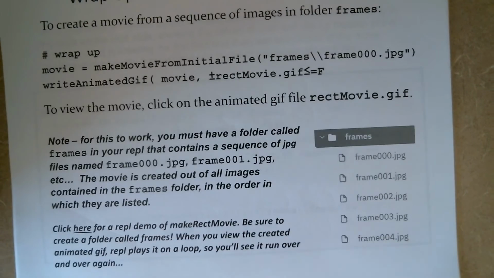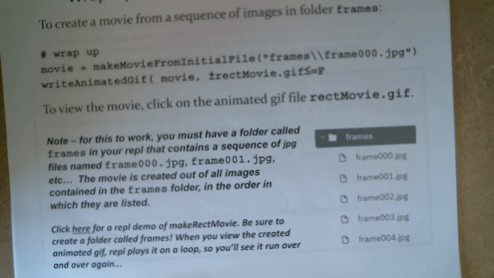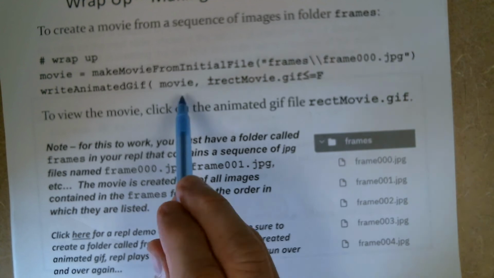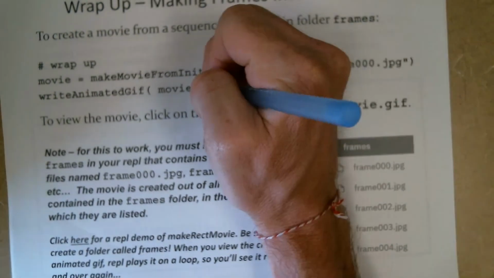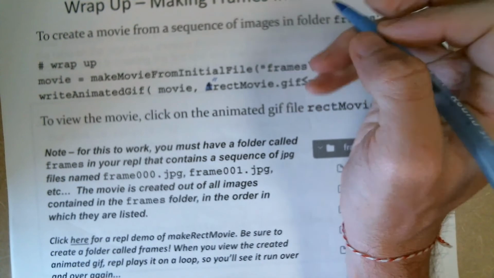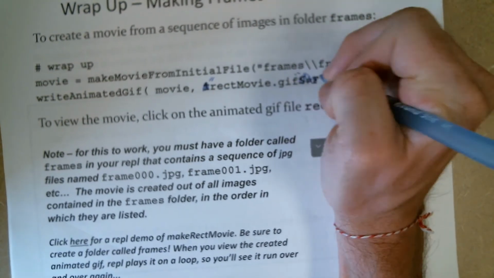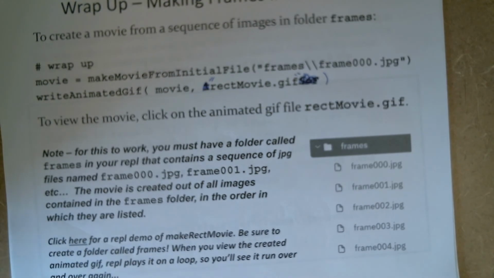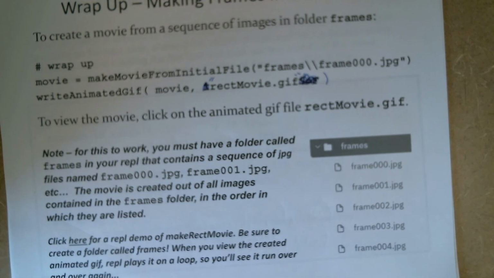All right, so wrapping up those last two lines at the bottom. It says to create a movie from a sequence of images in the folder frames. These were the last two lines that were there. Again, I apologize for this stupid mistake. It should be recmovie.gif in quotes and then close our parentheses. So to view the movie, you click on the animated GIF file, recmovie.gif. I already showed you that.